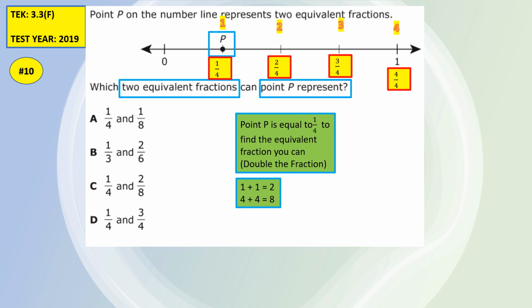To find the equivalent fraction, you can double the fraction. 1 plus 1 is 2. 4 plus 4 is 8. As a fraction, that's 2/8. So 1/4 is equal to 2/8. That means my correct answer is C.